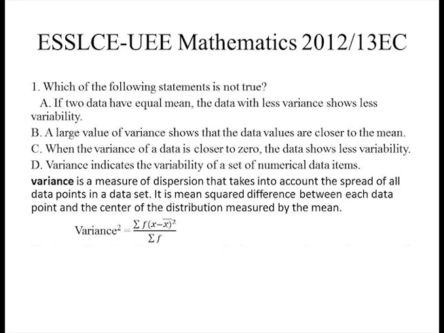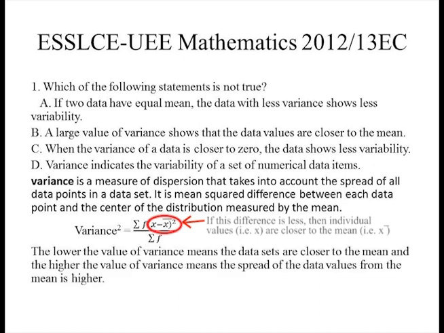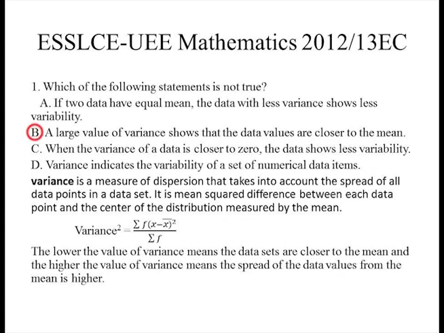If individual values are closer to the mean, the squared difference between each data point and the mean is smaller, otherwise it's higher. So we can conclude that the lower the value of the variance, the closer the data set is to the mean, and the higher the value of variance, the higher the spread of data values from the mean. Except choice B, all other alternatives are true. So choice B is the answer.